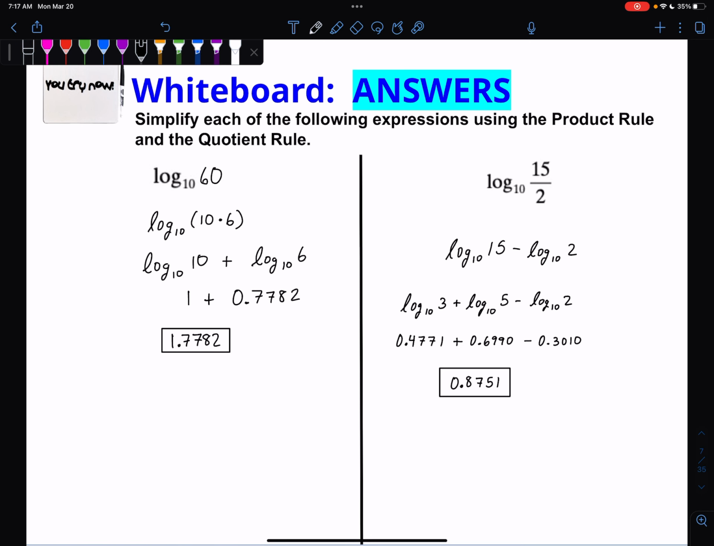The first one, you should be able to break into 10 times 6, log base 10 and 6. You get 1, you get 0.7782. So your total answer would be 1.7782. The second one was quotient rule right here. Quotient rule for the second one. First one was product rule.